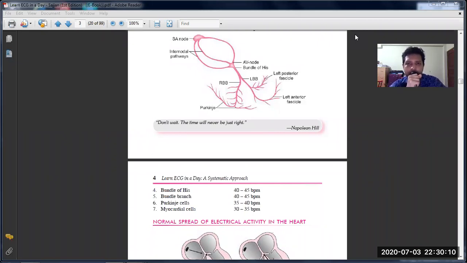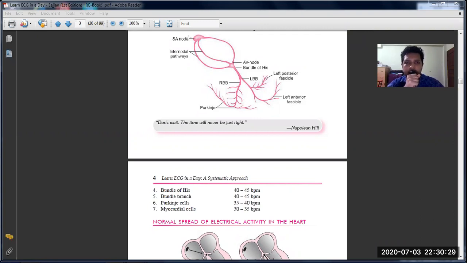So today I am going to tell you something about ECG, that is the conduction system of the heart, and some basic principles of ECG. So at first we are talking about the conduction system of the heart.